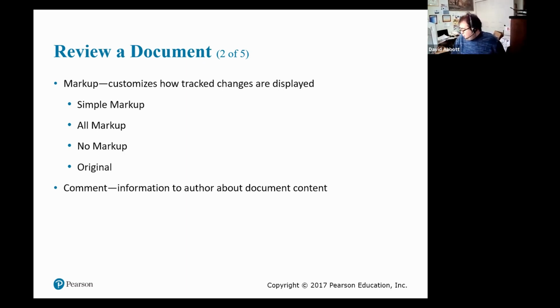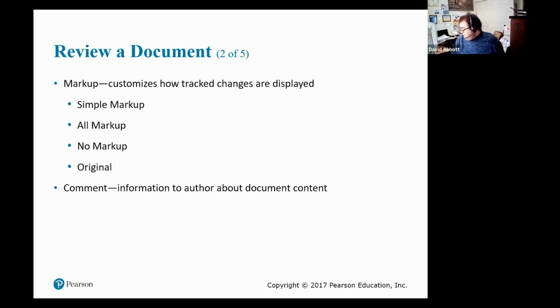Markup is a Word feature that helps you customize how track changes are displayed in the document. The four views are simple markup, which enables you to see only the comments that you wish to see. All markup displays the final version of the document with all markups and comments. No markup displays the final version of the document, but does not show any of the markups or comments. Original shows the original version of the document and hides all markup.